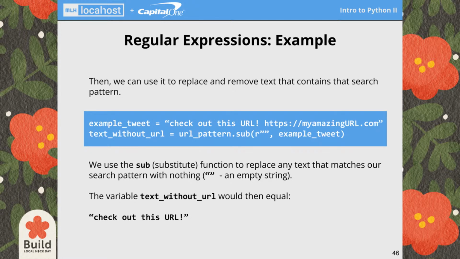Then let's look at this example here. We have this example tweet that says something like, check out this URL, and then gives the link, and then text without the URL. Basically, what it's doing here is trying to remove the link from the tweet by using this substitution method. We use sub, which is short for substitute, a function to replace any text that matches our search pattern with an empty string. And then the variable text without URL would then equal check out this URL.